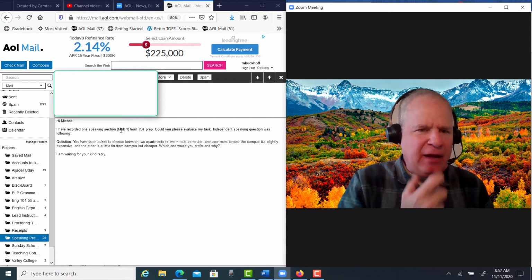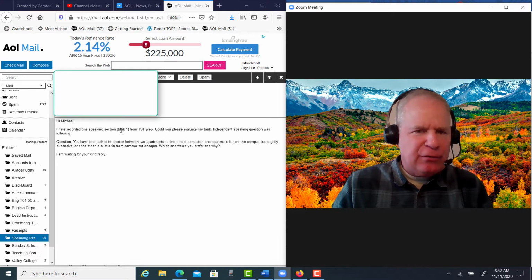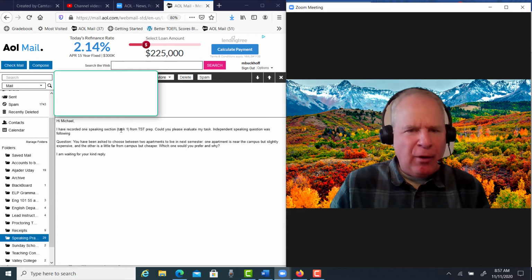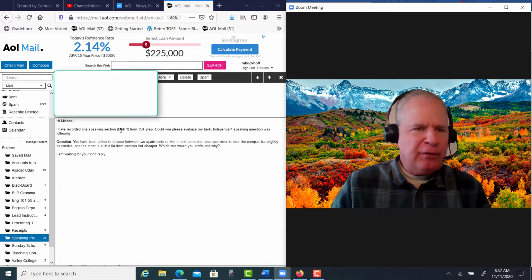You have been asked to choose between two apartments to live in next semester. One apartment is near the campus but slightly expensive, and the other one is a little far from campus but cheaper. So which one would you prefer and why? All right, this is a good question.